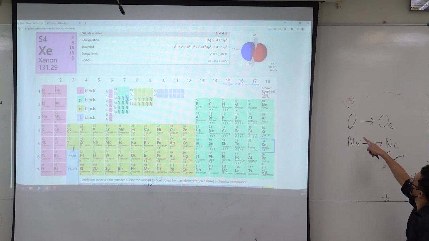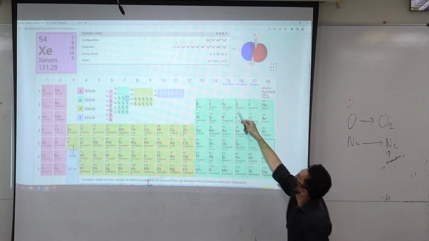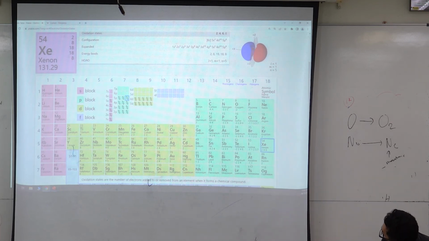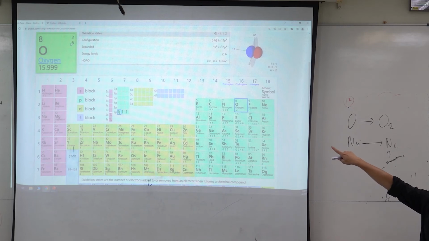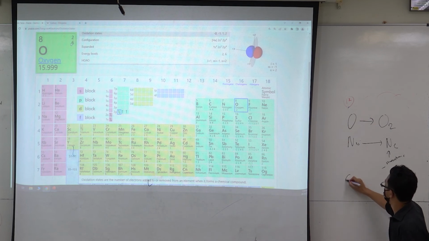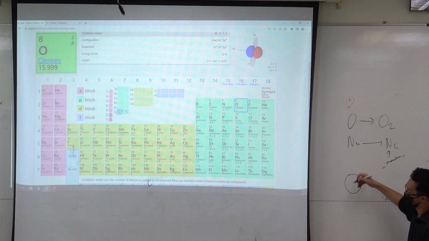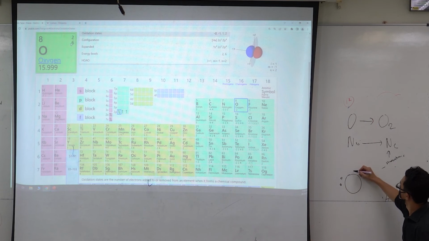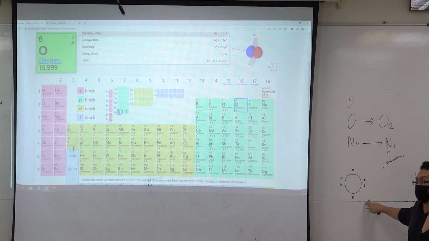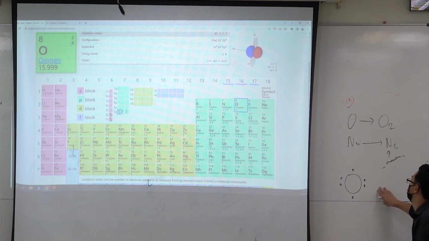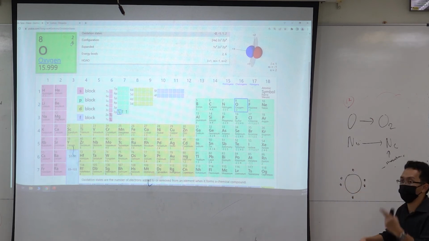But other elements, for example O: if I put O there, you can see O has 6 valence electrons. Let's say I draw the Lewis structure of O here: 1, 2, 3, 4, 5, 6. This O is not yet an octet. In order to be stable, you need to achieve an octet configuration, meaning the outer shell has either 2 or 8.